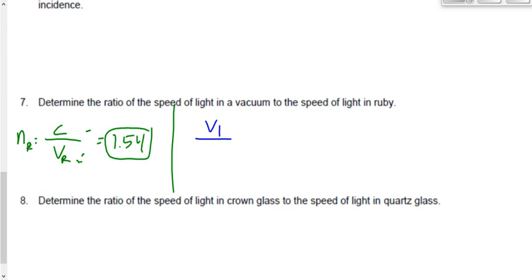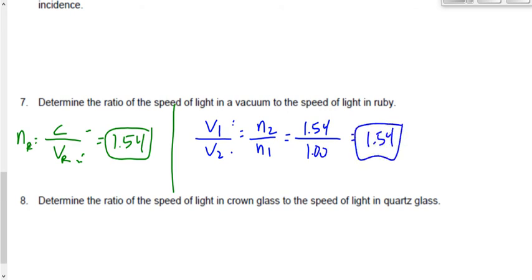To the speed of light in Ruby, we'll call it V2. I know what this is, but I don't know what this is. That's okay. I know that V1 over V2 is equal to N2 over N1. And I know the value of N2. N2 is 1.54, and the index of refraction in a vacuum is 1.00. So lo and behold, it ends up being 1.54 again.